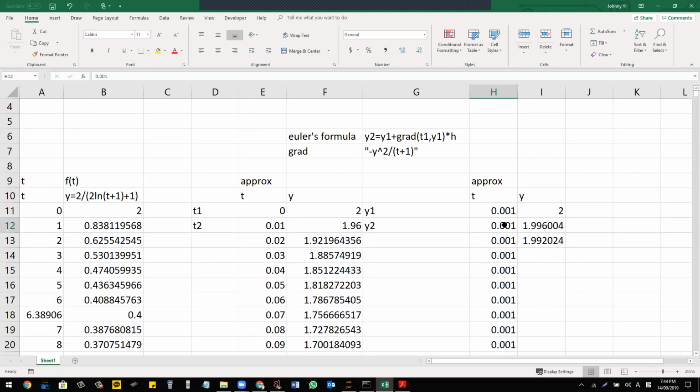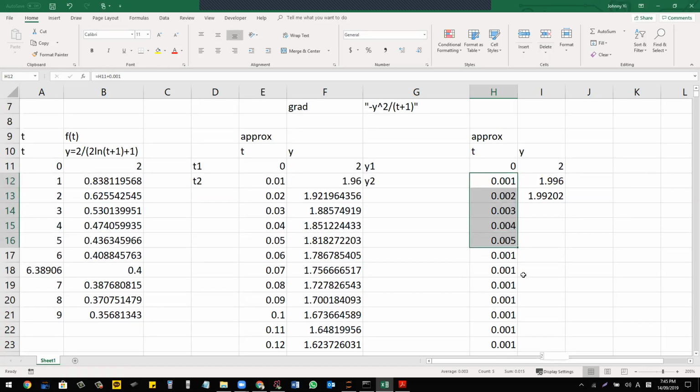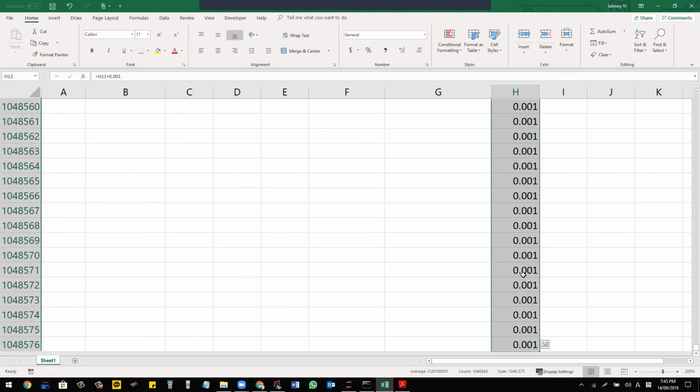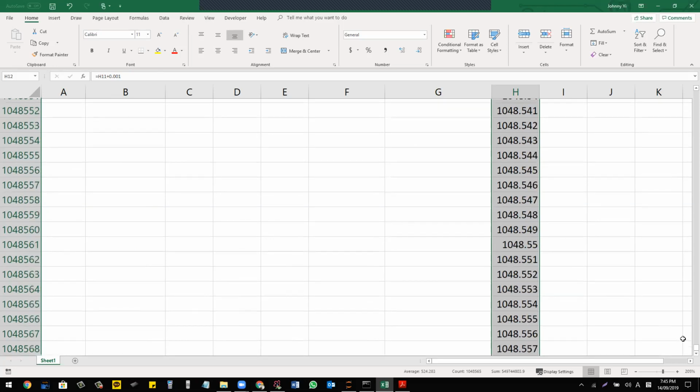So actually, 0, 0.001, 0.002. So that one is that one plus 0.001. There you go. And then you scroll this down. Hold on. That one is that one plus 0.001. So you scroll this down. So it is working. And then do that too, that's going to take a long time. There you go.